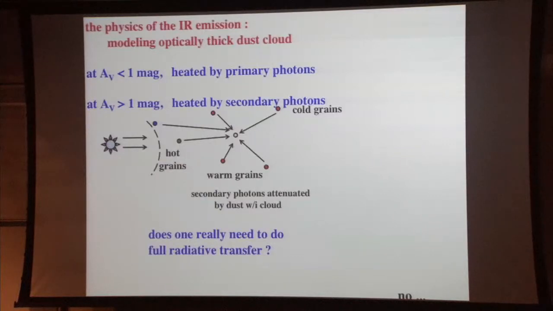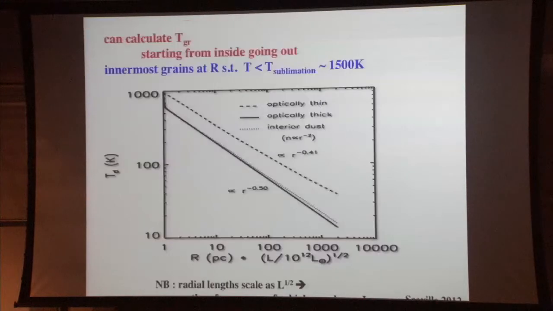So just quickly to remind you what goes on in infrared radiation. You have a source of luminosity, optical and UV photons absorbed by dust, hot grains seeing into A sub V of 1, then those grains re-radiate secondary photons and heat the more external gas.